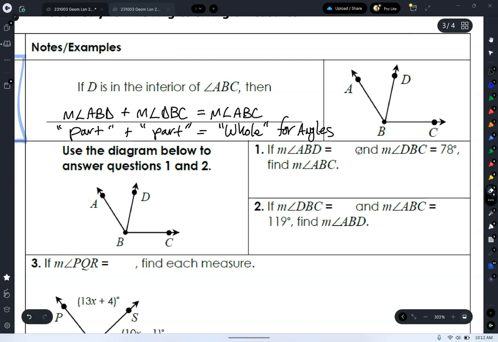If I told you the measure of angle ABD was 48 degrees and the measure of angle DBC was 78 degrees, find the measure of angle ABC. Let's start with an algebra problem. Write me an algebra problem that you could solve for the measure of angle ABC, and we'll use X to represent the measure of angle ABC. Go ahead, try it. Set up an algebra problem.